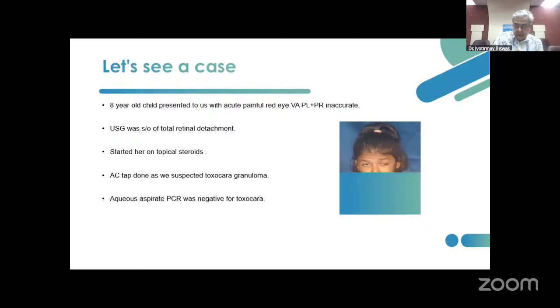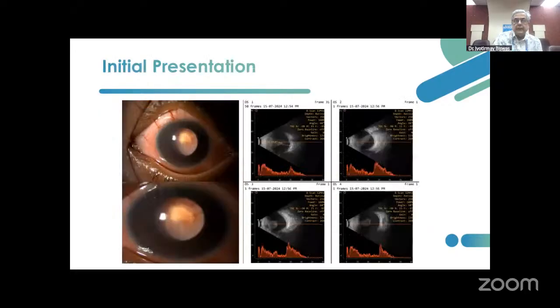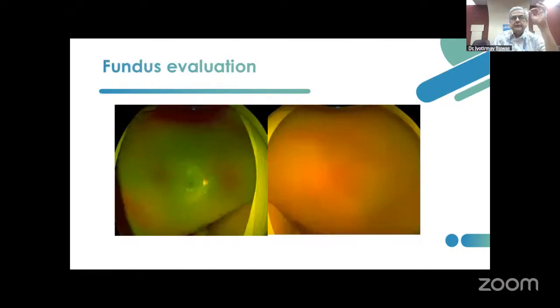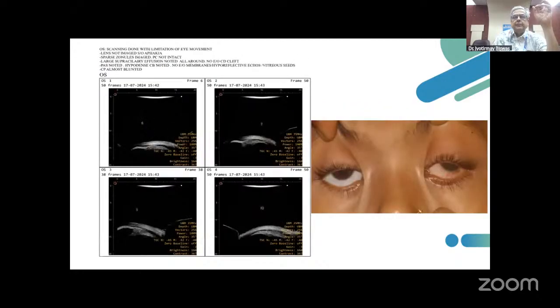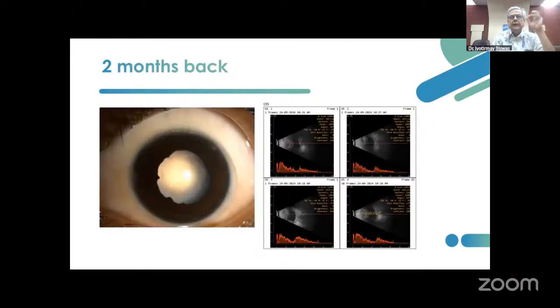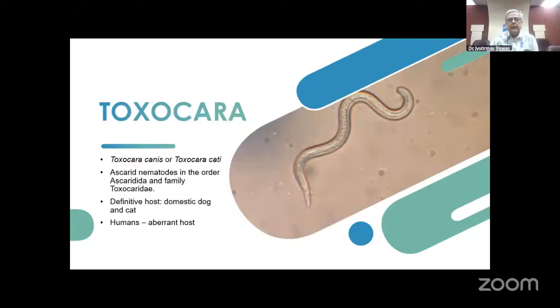Aqueous aspirate PCR was negative for toxoplasma, but there was a granuloma over there, and this granuloma is very suggestive of toxocara. Fundus evaluation showed vitreous haze, and the patient is under follow-up, but this patient was having a toxocara lesion. 2 months back, the granuloma is much more prominent, and it was a toxocara.